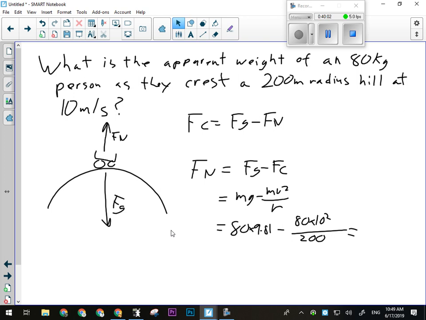Minimum speed for a vertical circle? Just the speed you have to take it at? Yeah.